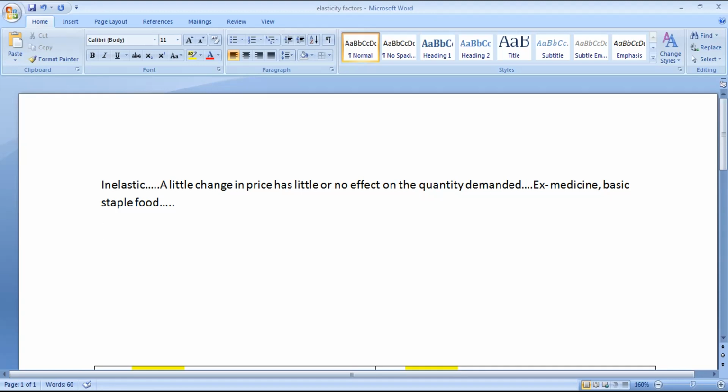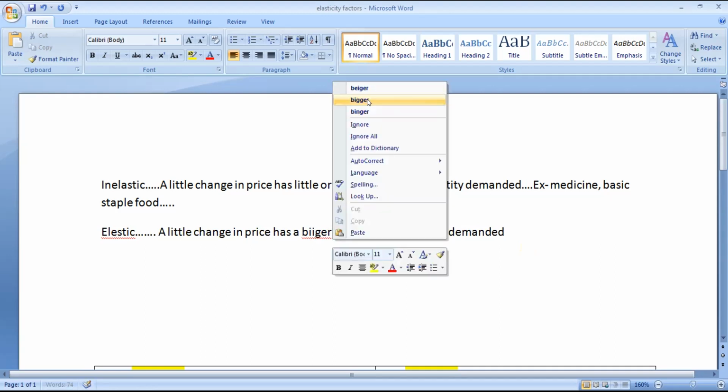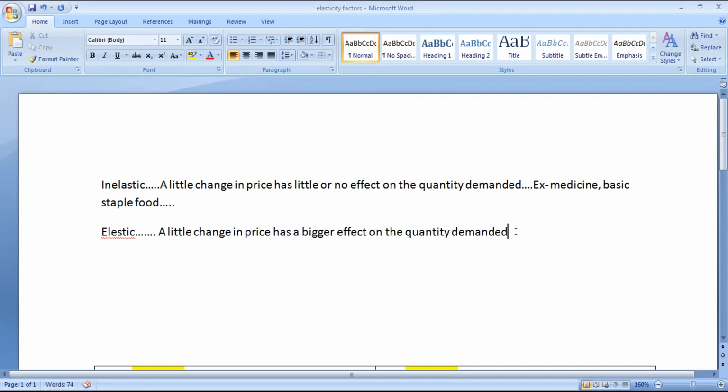Let me show you a diagram. Actually, before I show you the diagram, let's make the definition of elastic clear. If your demand is elastic, what does it mean? A little change in price has a lot of effect. It has a bigger impact, or bigger effect, on the quantity demanded.